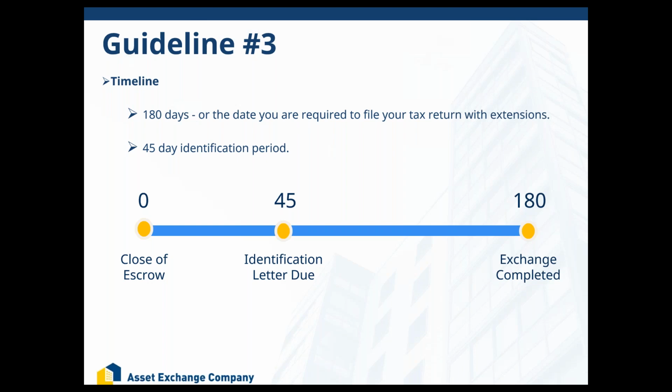Okay, none of them even have to be under contract. You just have to identify any potential properties. Now that's something else that we're going to assist with. We're going to provide a form to the client, the exchanger. It's called the identification ID letter.